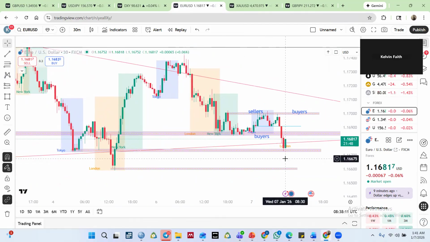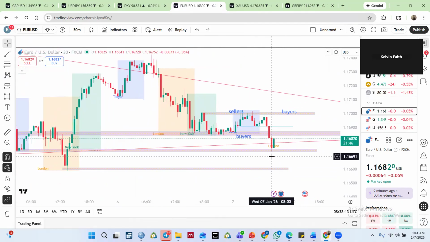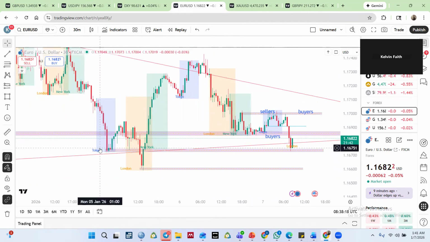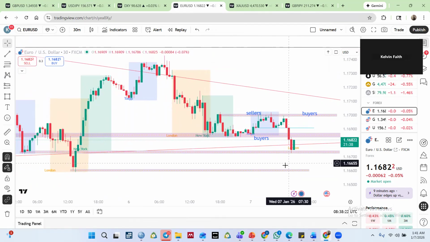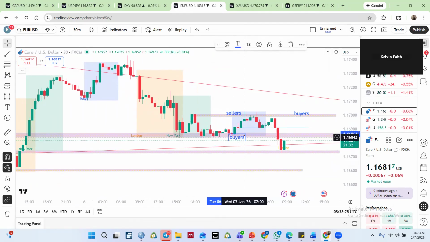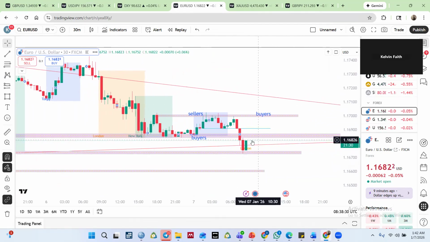Okay, so EURUSD respected this zone here, this bias here. It has respected that. So I need it to be above the initial buying zone here so that I'll be sure. So I need this 30-minute candle to close.